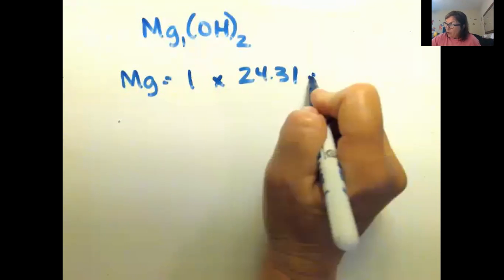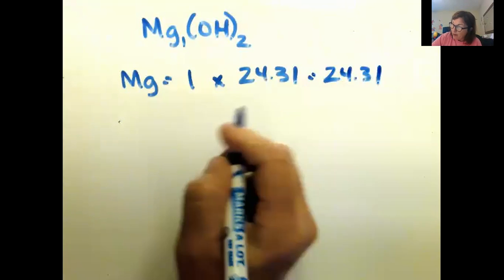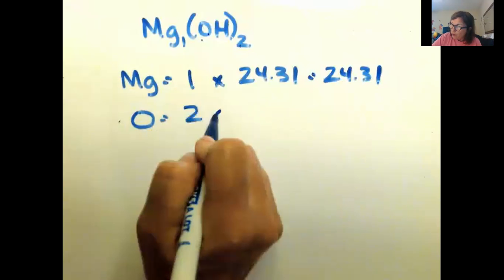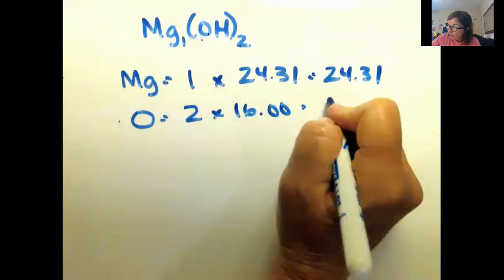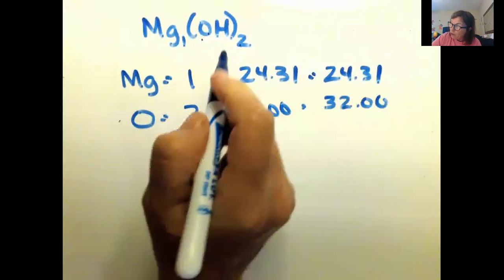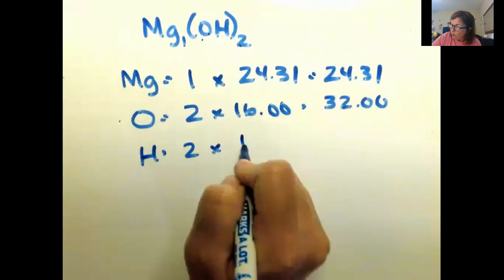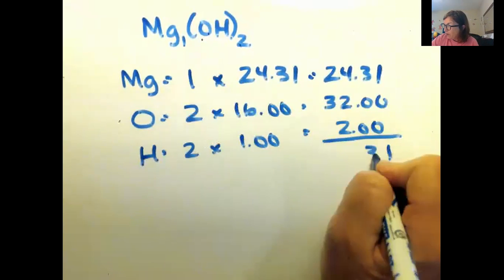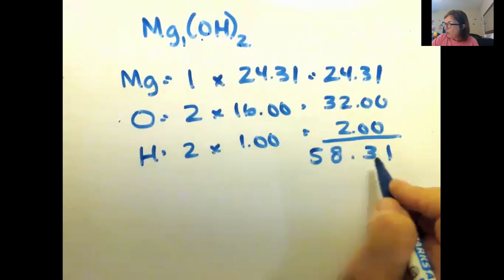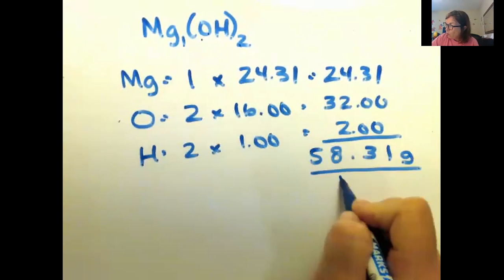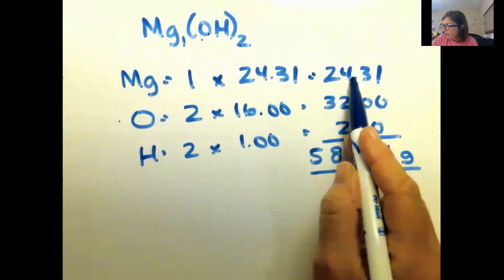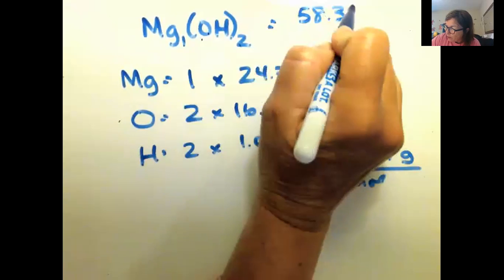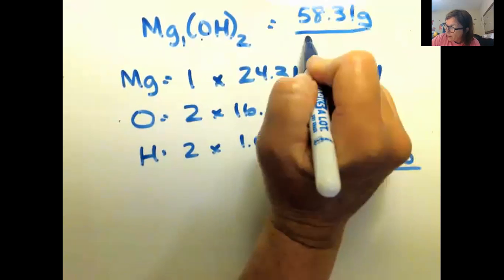Okay, so it's 24.31. Then I take my oxygen. Now notice there's a 2 out here. There's 2 oxygens. 2 times 16.00 equals 32.00. And I've got 2 hydrogens. So 2 times 1.00 is 2.00. And together, 1, 3, 8, 58.31 grams for every 1 mole. Make sure that's right. 4, 8, yep, that's right. So equals 58.31 grams for every 1 mole.